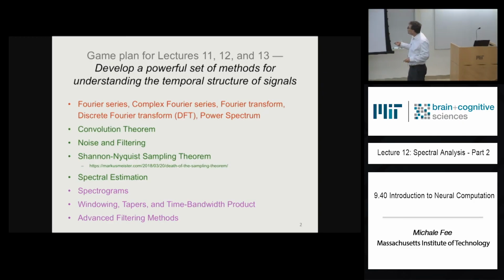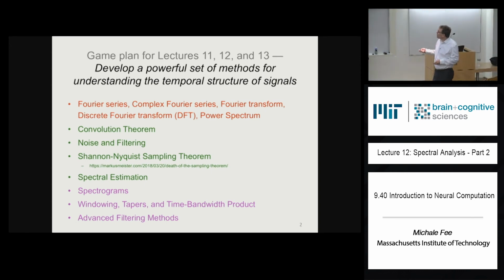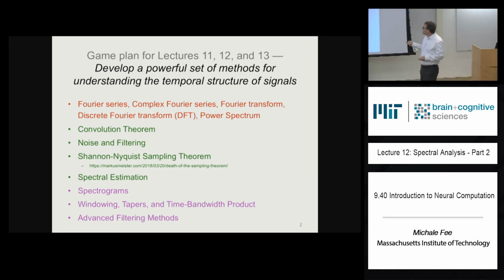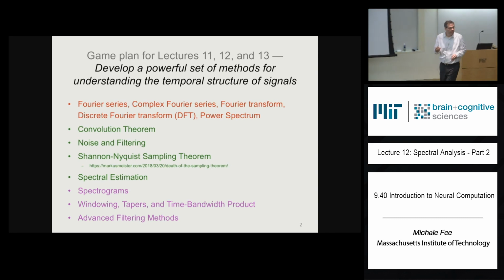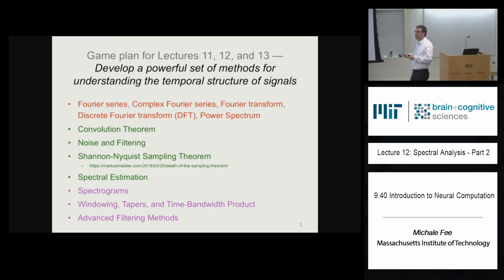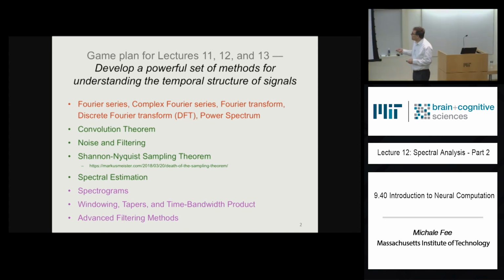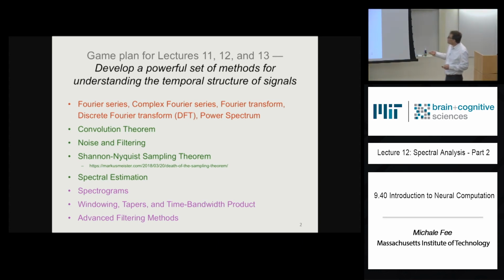Last time we covered Fourier series, complex Fourier series, and the Fourier transform, discrete Fourier transform, and we started talking about the power spectrum. In that section, we described how you can take any periodic function and write it as a sum of sinusoidal components. So even functions we can write down as a sum of cosines, and odd functions we can write down as a sum of sines. Today we're going to continue with that.